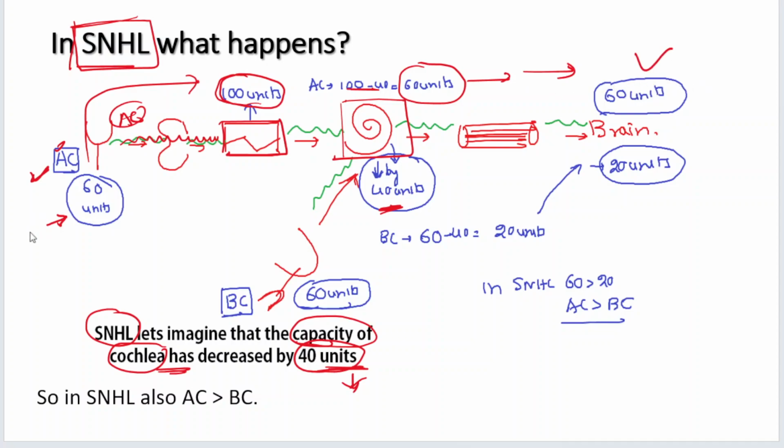Okay. So a 60 units tuning fork, which in a normal person, if the cochlea is normal, should have been perceived as 100 units. Here it's perceiving it as only 60 units. Okay.